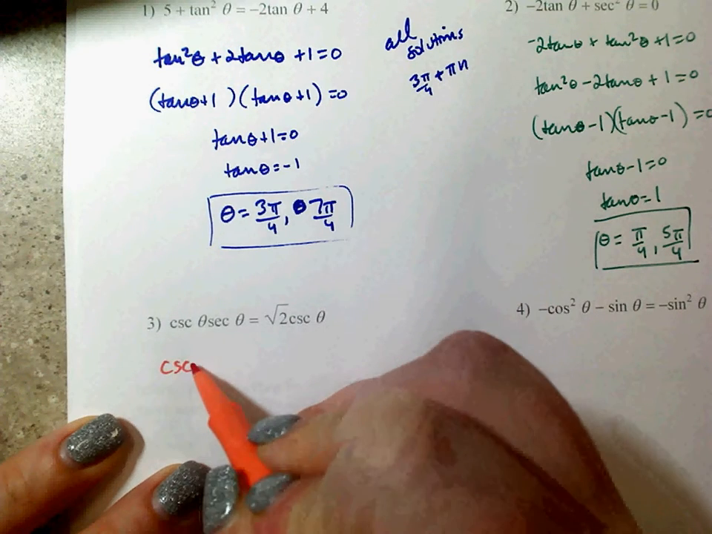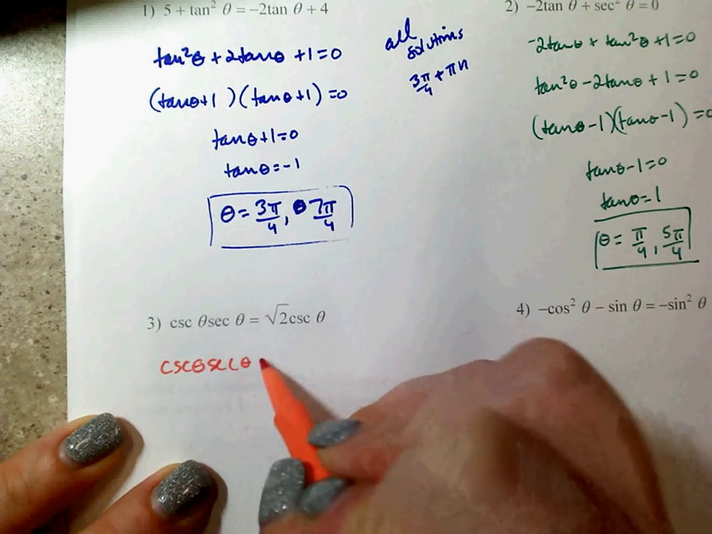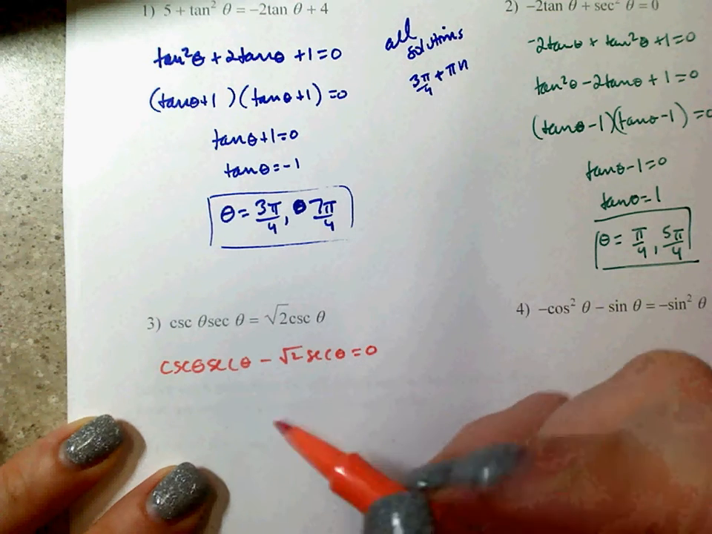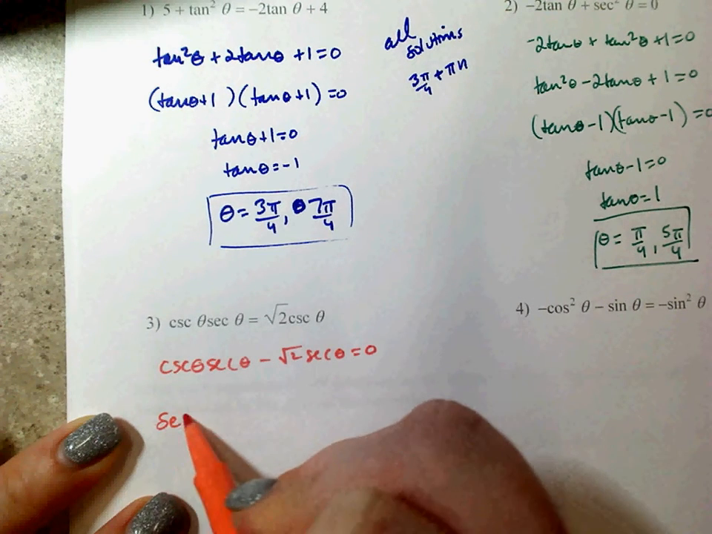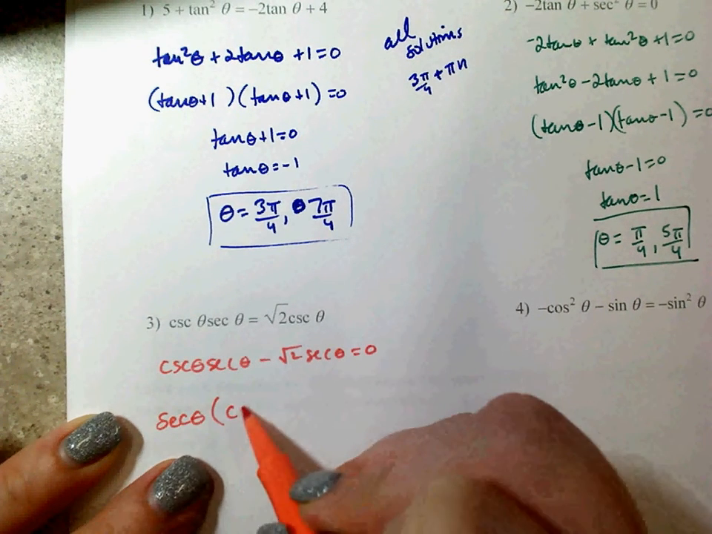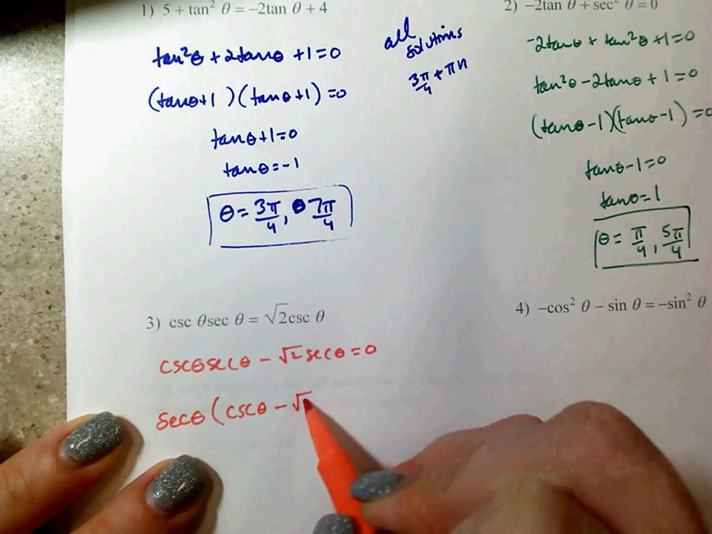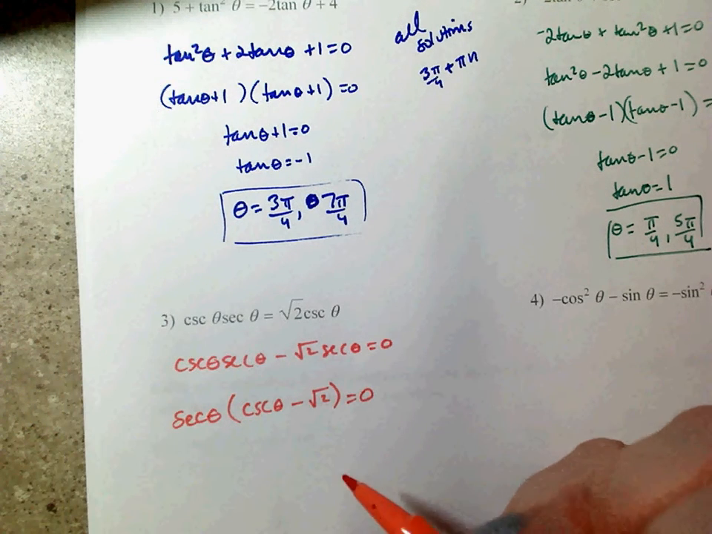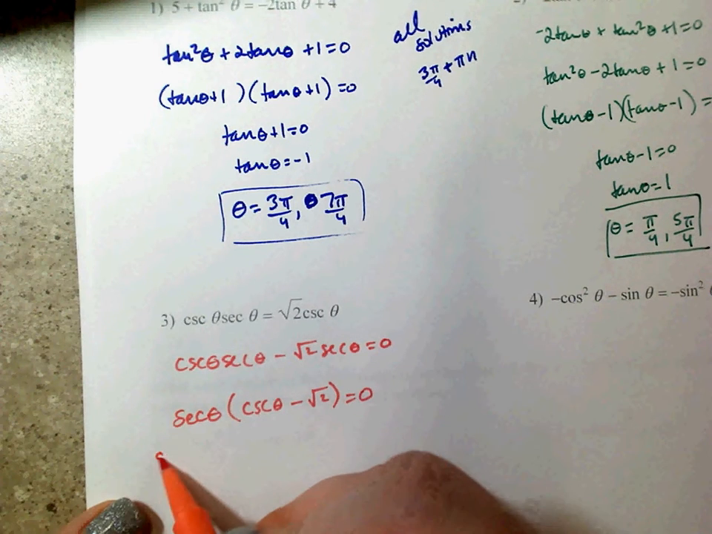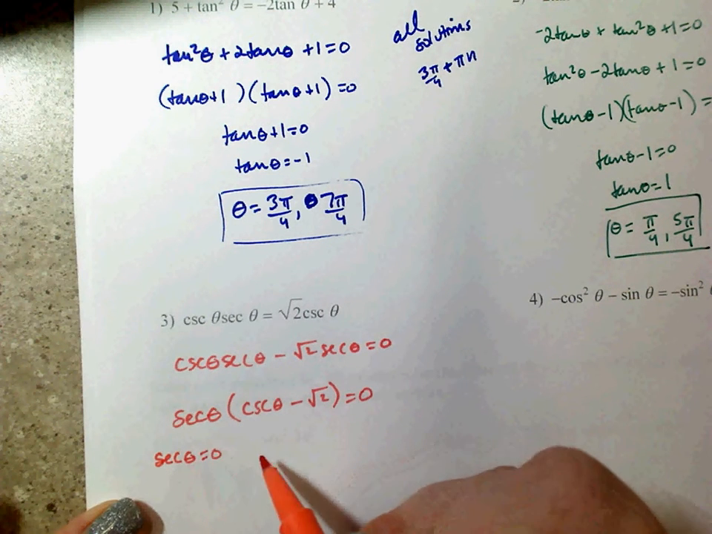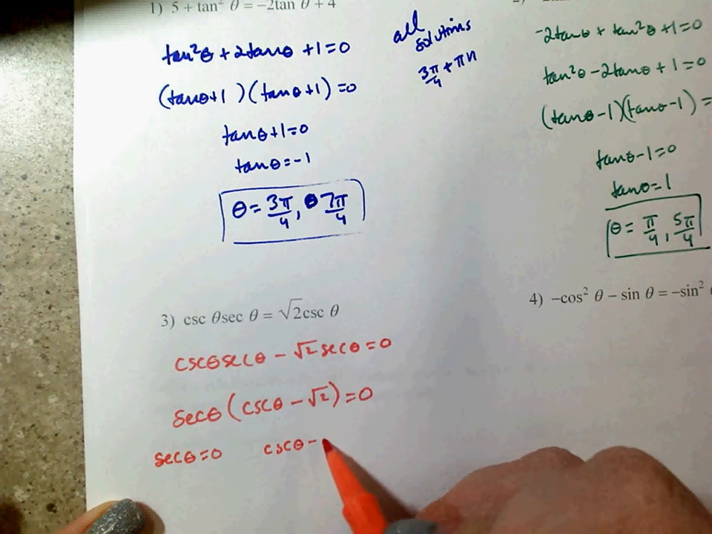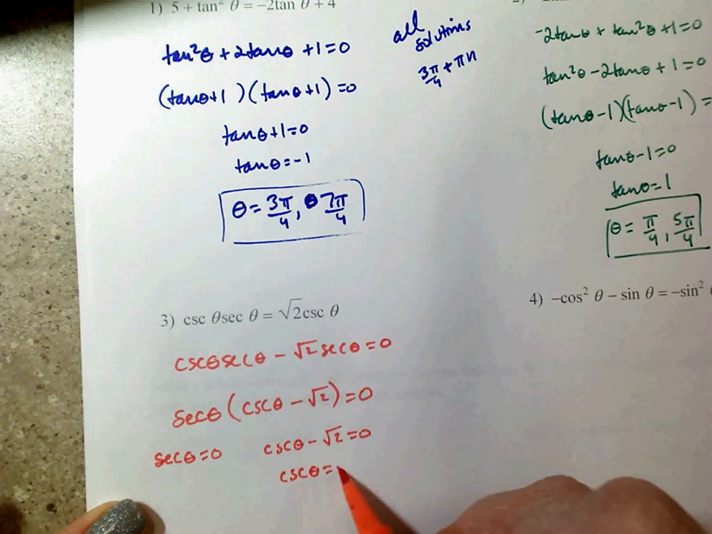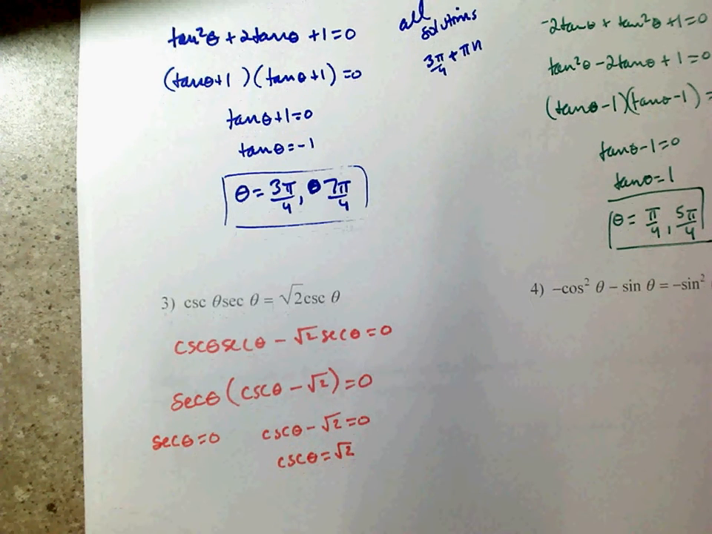So cosecant of theta is secant of theta minus the square root of 2 secant of theta. Both terms have a secant in them, which means I can factor out a secant of theta, leaving me with cosecant theta minus the square root of 2 equals 0. Okay? So technically, zero product property, I've got two different equations I'm solving. When does secant of theta equal 0? And when does cosecant of theta minus the square root of 2 equal 0? Or when does cosecant of theta equal the square root of 2? Because I can add that over.